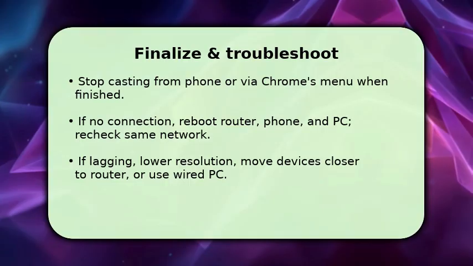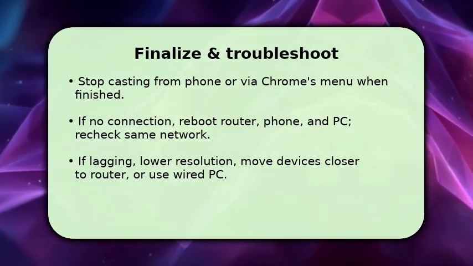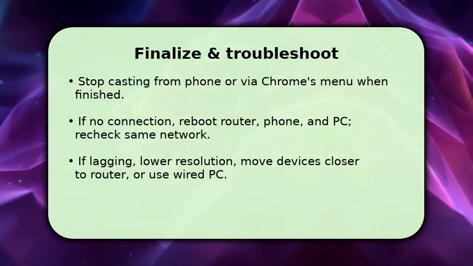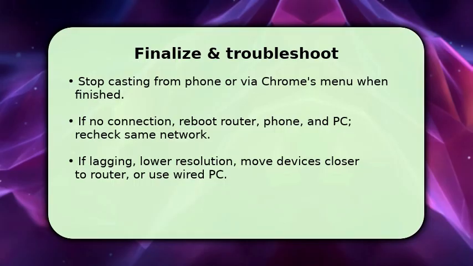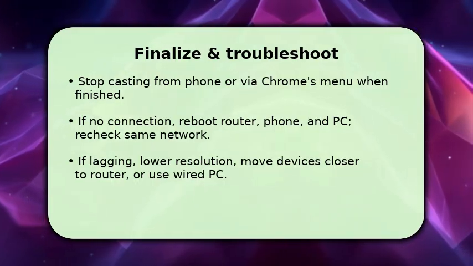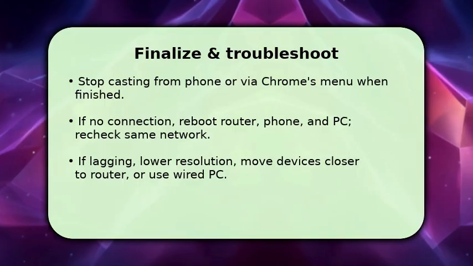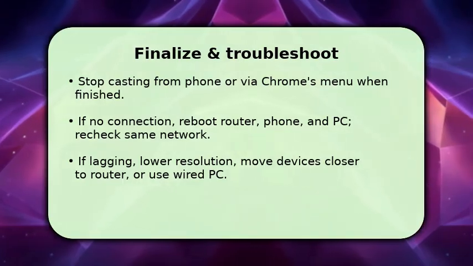If video stutters, lower the stream resolution, move devices nearer to the router, or connect the PC via Ethernet for a stable link. One key tip: temporarily disable VPNs on either device. They commonly block local casting.